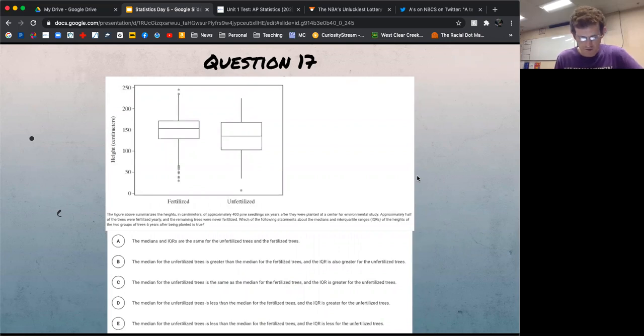So on this one, we have the figure above summarizes the heights. Oh yeah, and this one, I'm not actually going to go through it. I want you guys to read this question. I want you to look at it and come up with your answer in your head. And in about 30 seconds, I'm going to circle what I think is the correct answer.